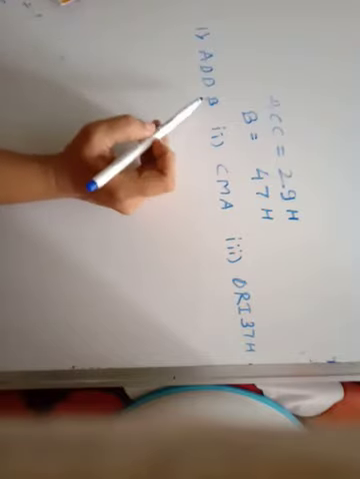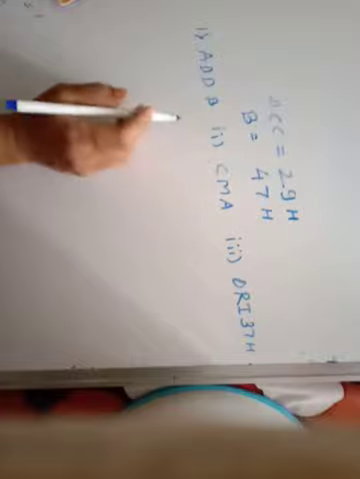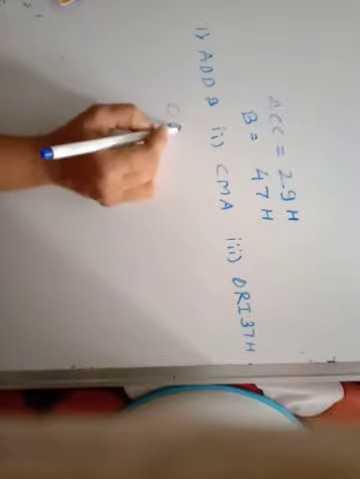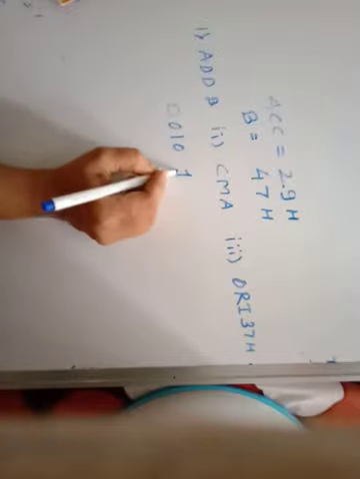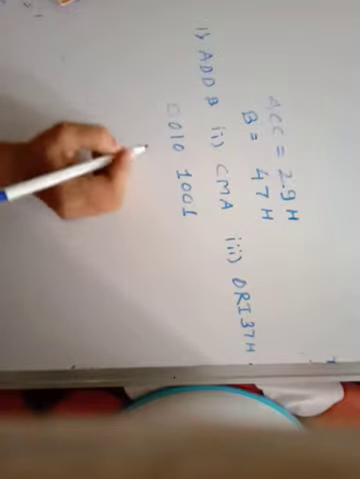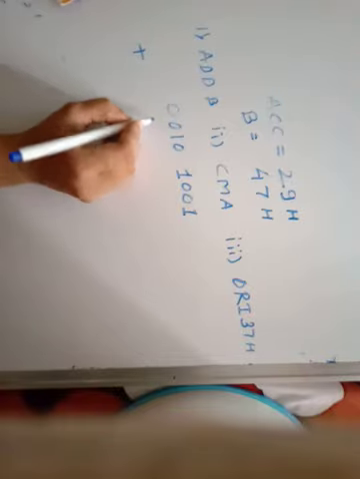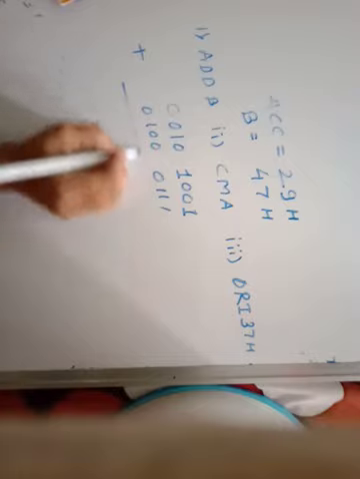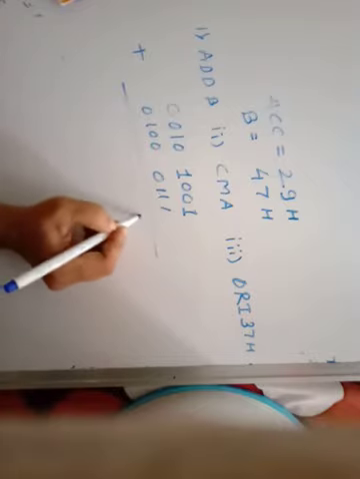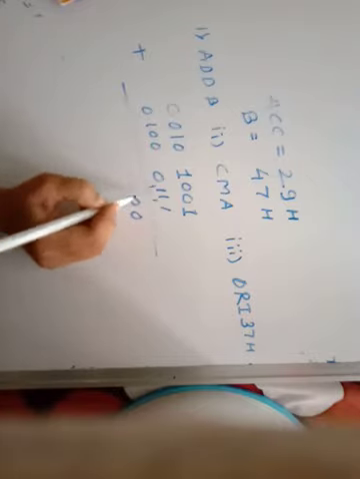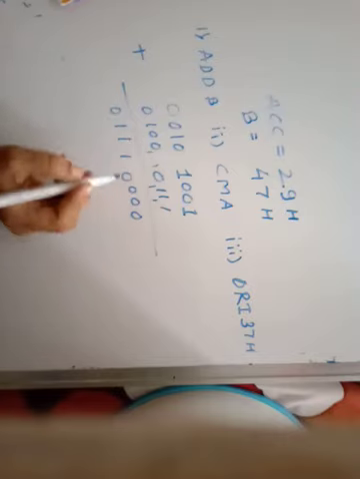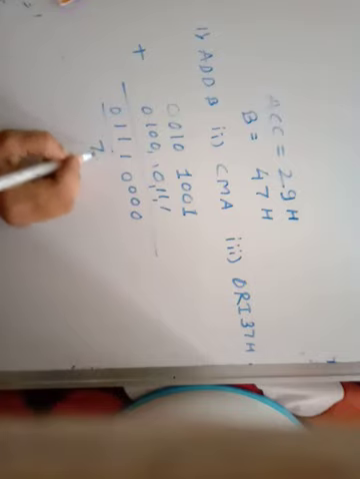It is a simple addition that you have to perform on register B and your accumulator. So the accumulator has the content 0010 1001, and the content of register B is 0100 0111. So perform the addition. It will come 0111 0000. So this is your final answer, 70H.